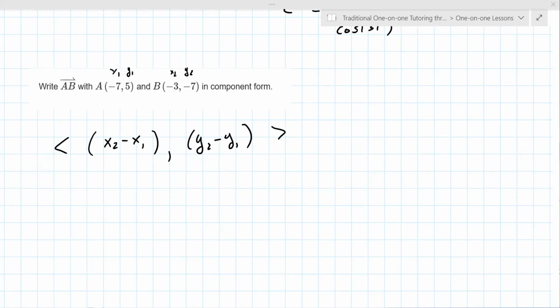Okay, I get 4 comma negative 12. Okay, so 4, so you did -3, minus a -7, comma, -7, -5. Yeah, good. I'm only checking because this one has a little bit more importance on it. So just make sure we get the right answers. All right.